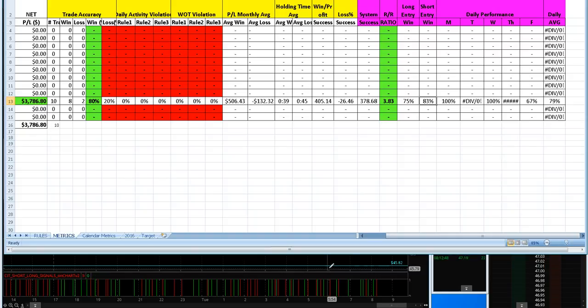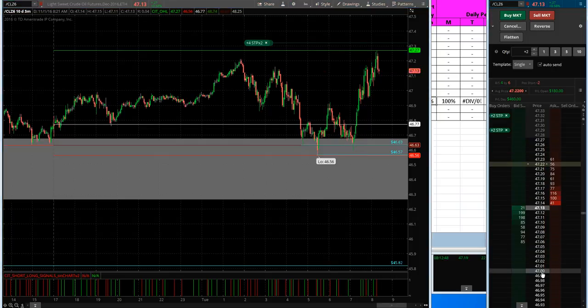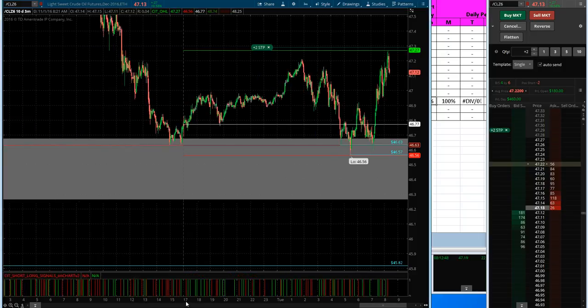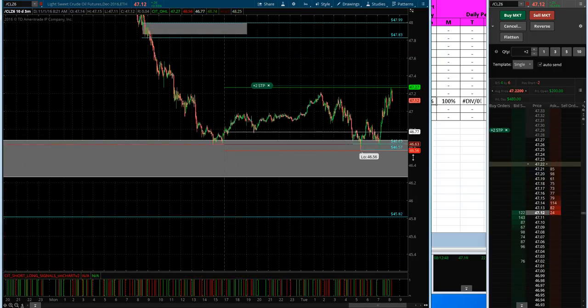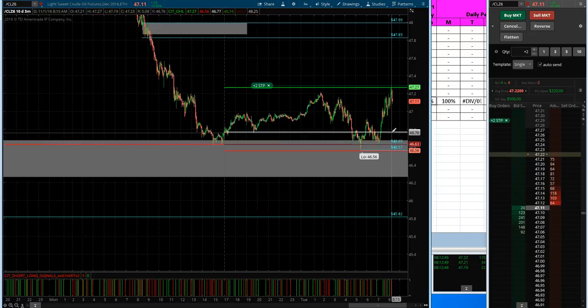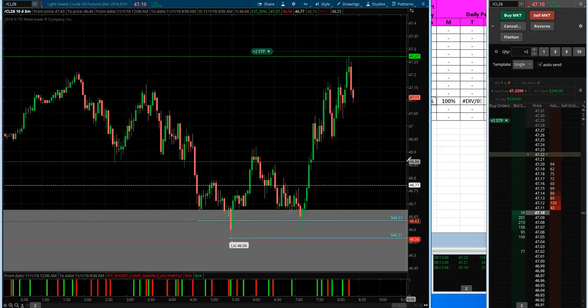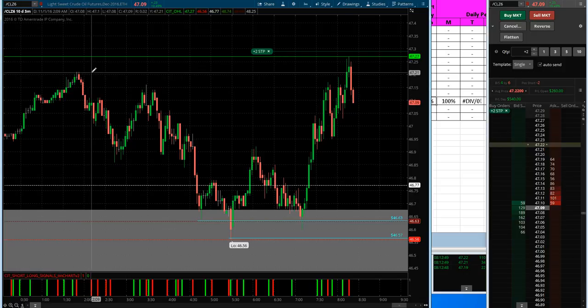Did I get taken out here? Oh no, my target got hit. Okay, good deal. Alright, I'll take this out. Okay, so this is my thesis as to why I took that trade. Today I'm just speculating that it's going to be sideways action just because of yesterday's move. So what I was speculating is that this is going to be a false breakout.